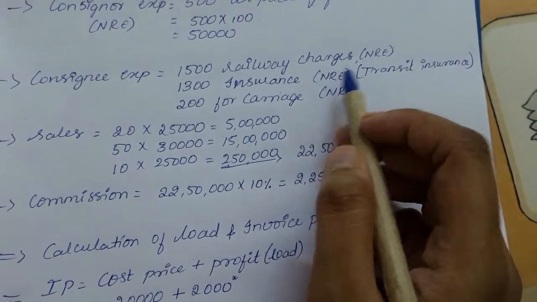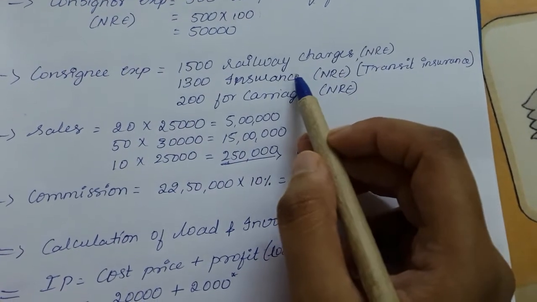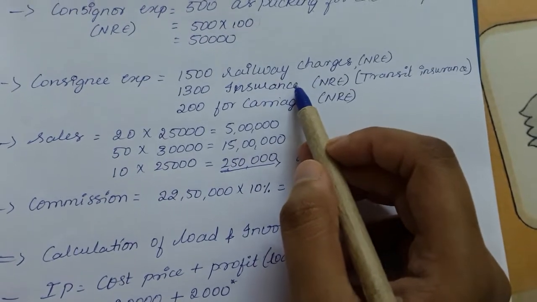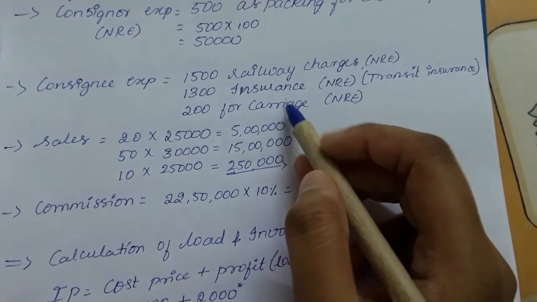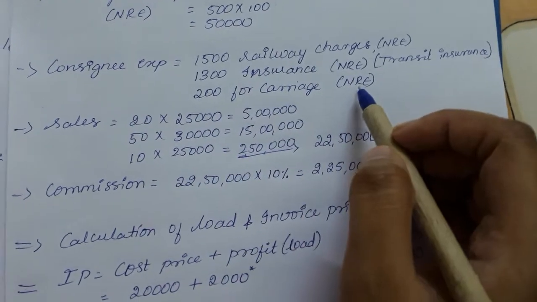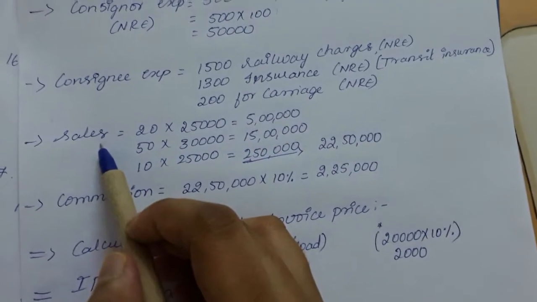Insurance for the godown or any other purpose will be considered as recurring, but here the insurance which has been taken is for the purpose of transit, so it will be recorded as non-recurring. So next is 200 rupees for carriage, which is also a non-recurring expense. Next, coming on to the sales.